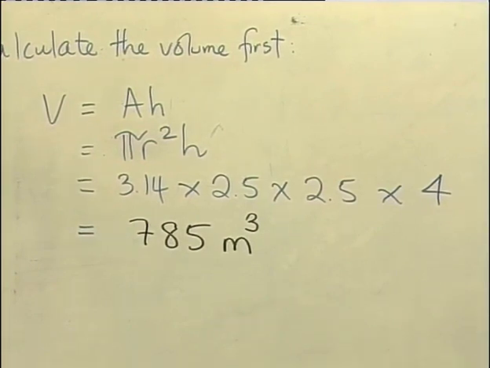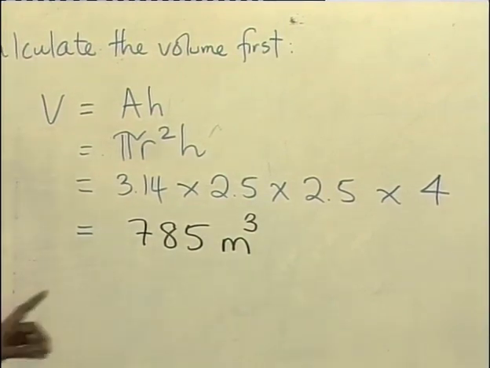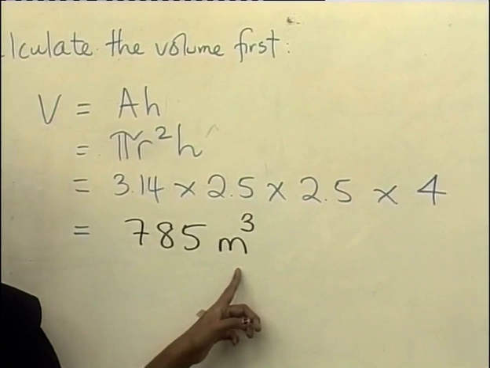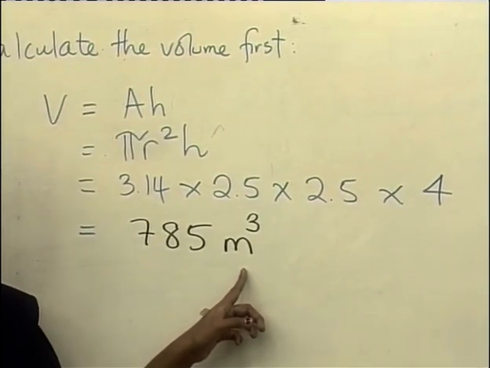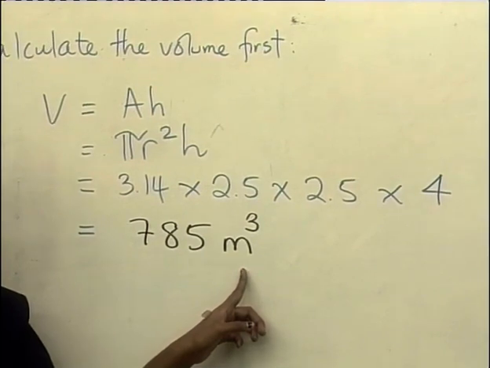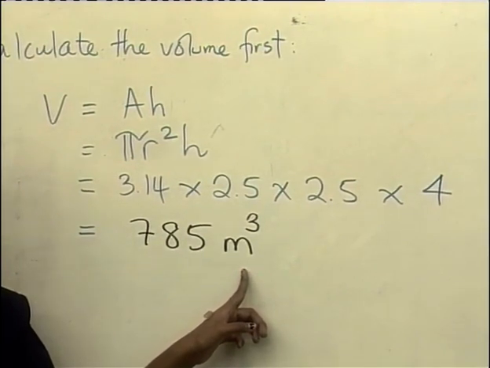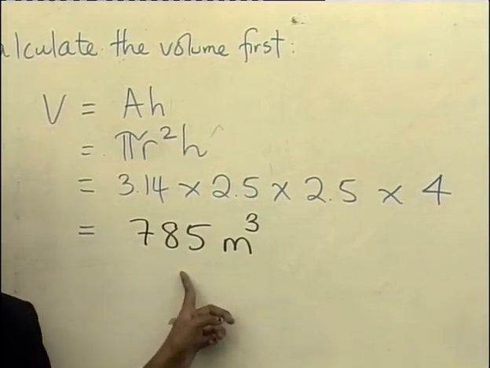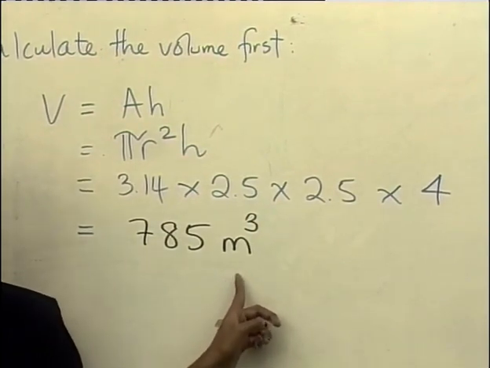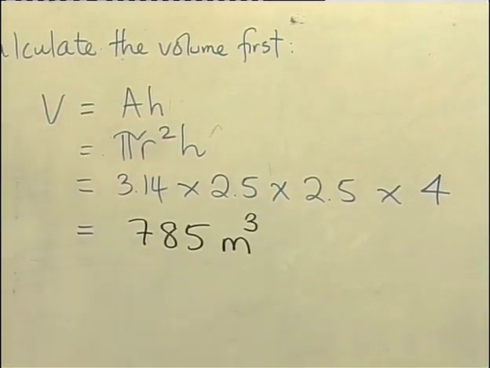Now we have to change cubic meters. Okay, we're going to change it into capacity. All right. But firstly, before we change this into liters, we know that 1,000 cubic centimeters is equal to how many liters? 1 liter. Okay, 1 liter. So we have to change these cubic meters firstly into cubic centimeters.